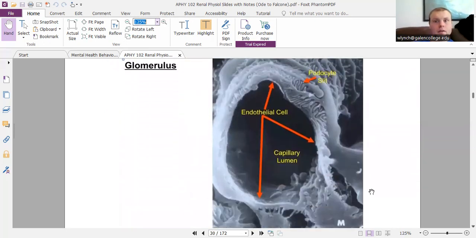All right, again, here we have the glomerulus, we have the capillary lumen. Here, we have the endothelial cell lining. Here, we have a podocyte slit right there. We have a podocyte foot process and podocyte cell here covering this capillary.